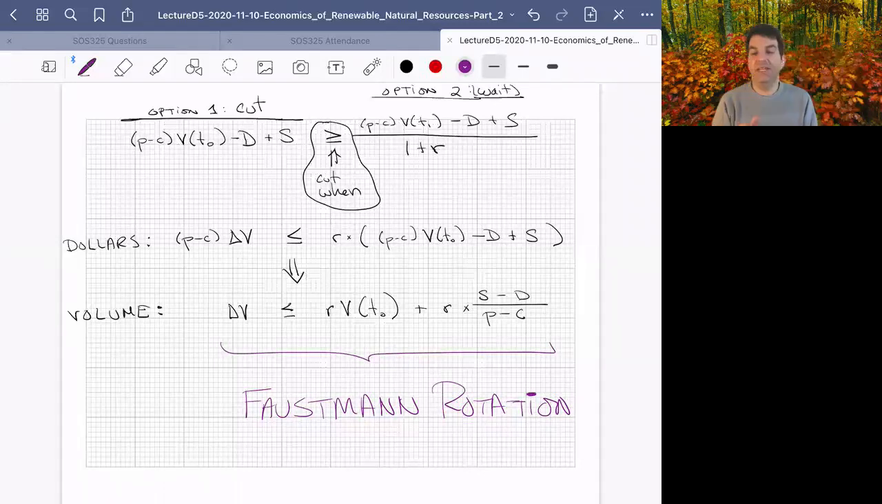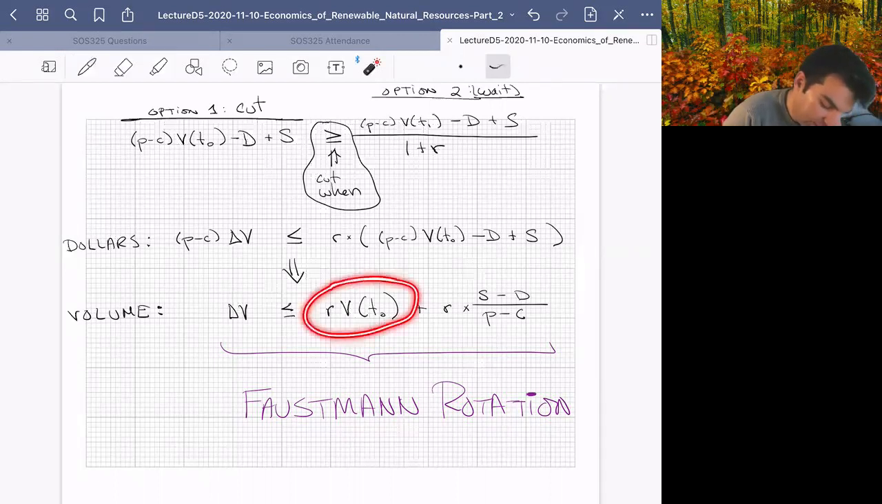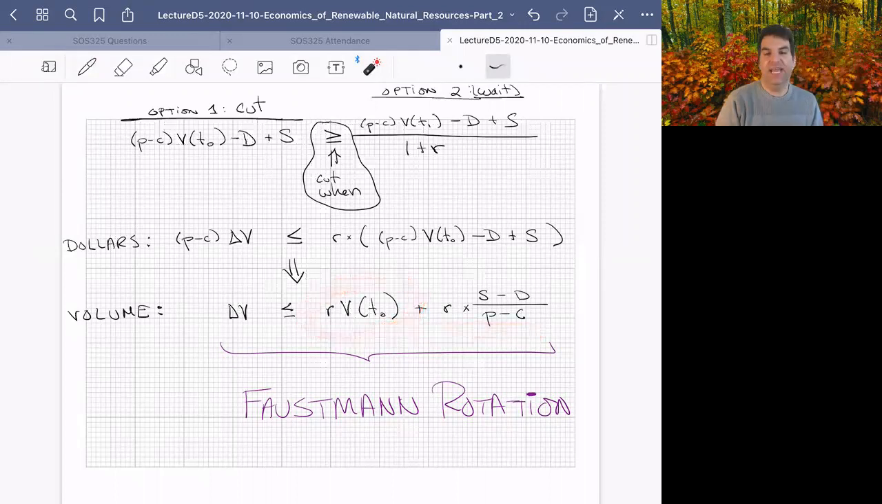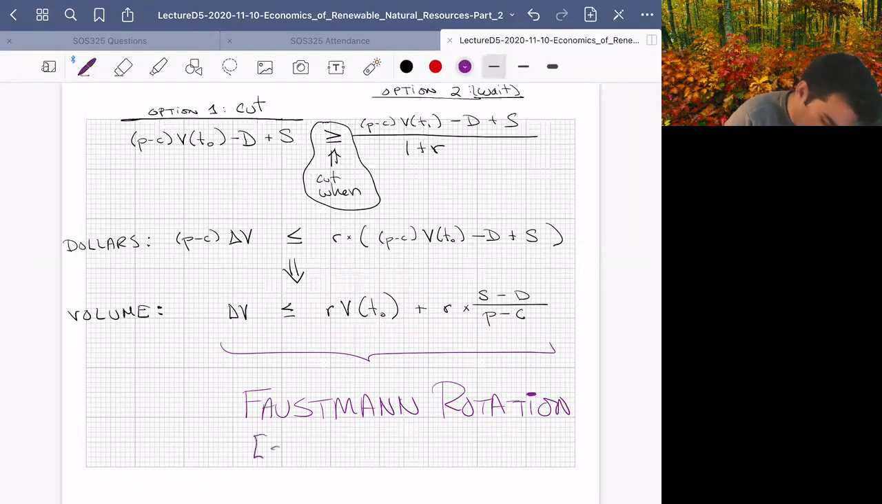And I'm hoping that you'll see that it has the Wicksell condition built into it. So this right here is just the Wicksell condition, but it has an additional offset added there to the threshold that we get from the Wicksell condition. So that's going to mean that the Faustmann rotation will be shorter than Wicksell.